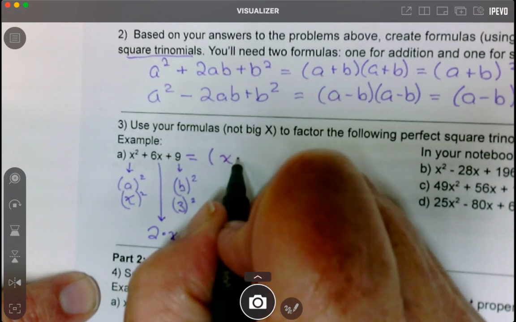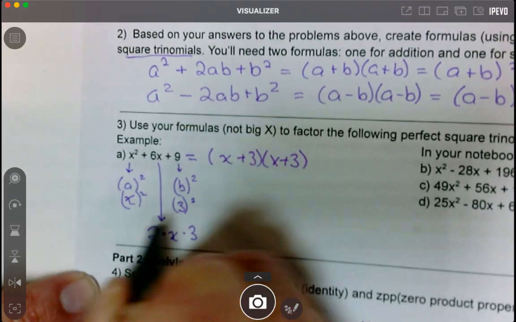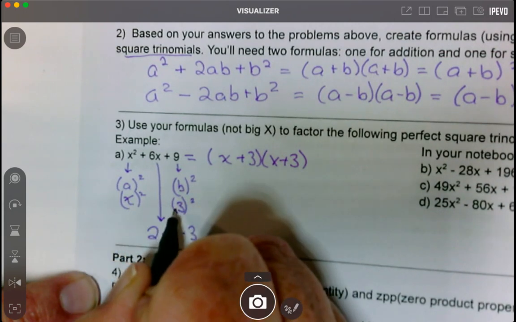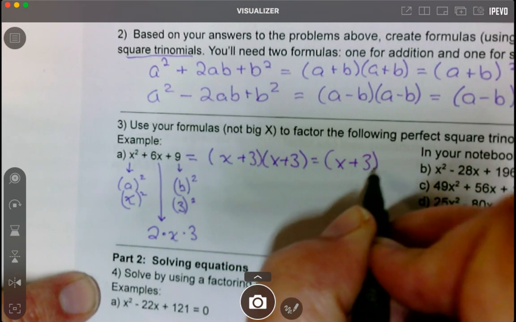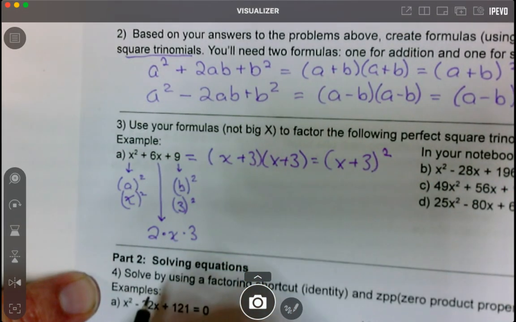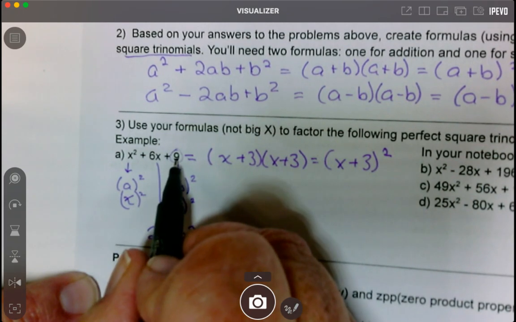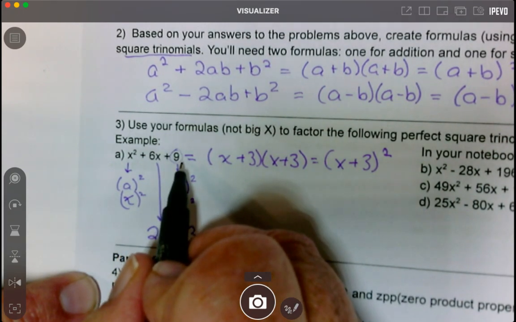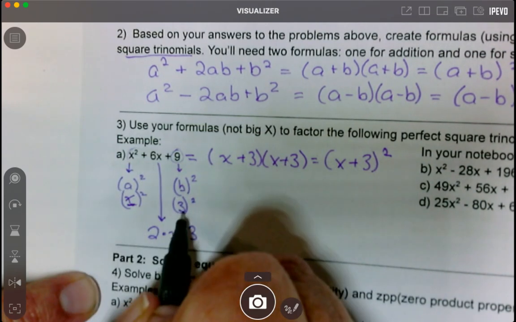This is x plus 3, x plus 3, because there's my A, there's my B, and that's the same as x plus 3 squared. And you'll notice I got the B by taking the square root of this last term. I got the A by taking the square root of the first term.